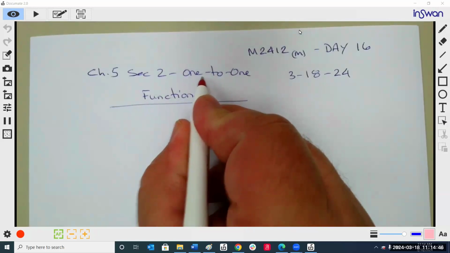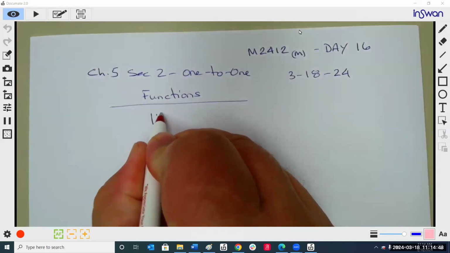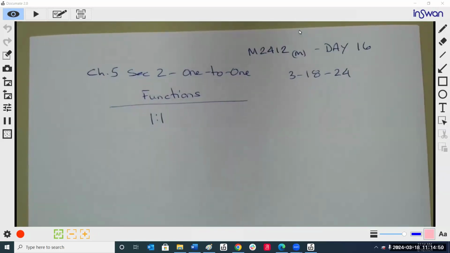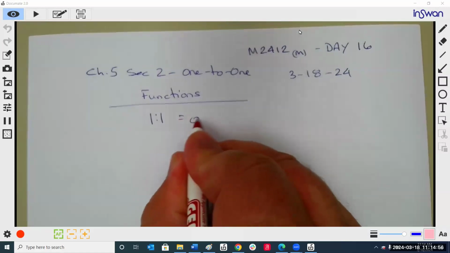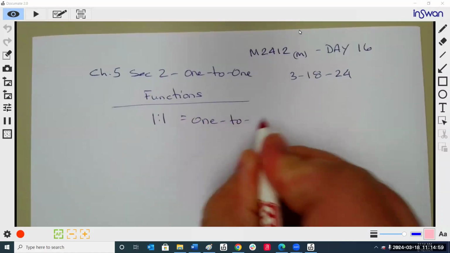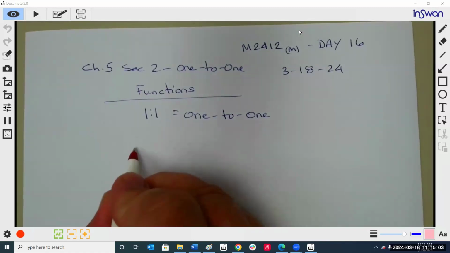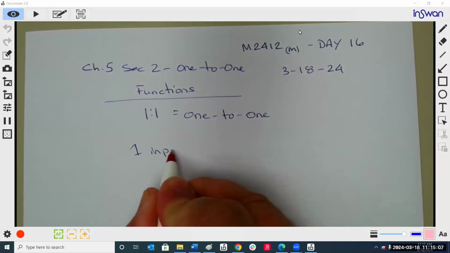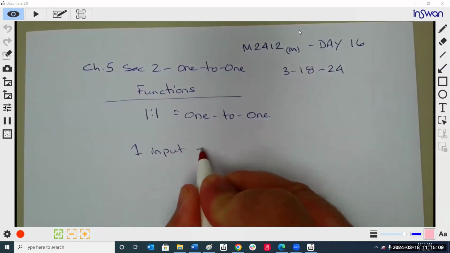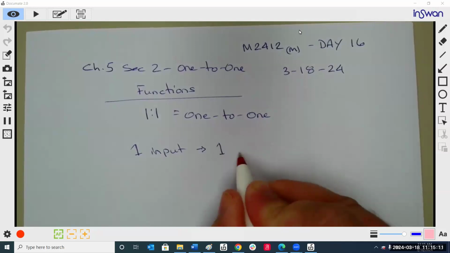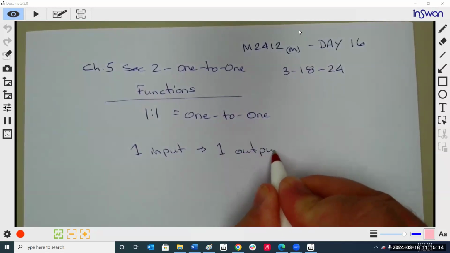Instead of writing one-to-one, we can use symbols like this. That means one-to-one. It makes it a lot easier to use a shortcut. That means one-to-one. Okay, now what it means: one input to one output.